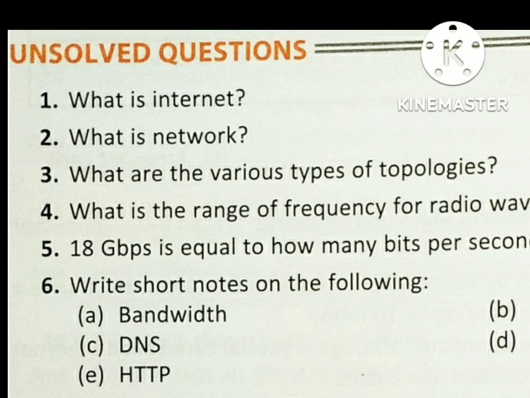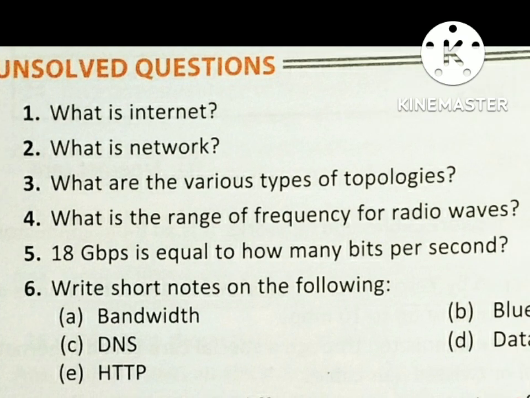Now our next question is, what are the various types of topologies? So basically there are 5 types of topologies, and each topology has some advantages and disadvantages. And those 5 topologies are mesh topology, star topology, bus topology, ring topology, and tree topology.